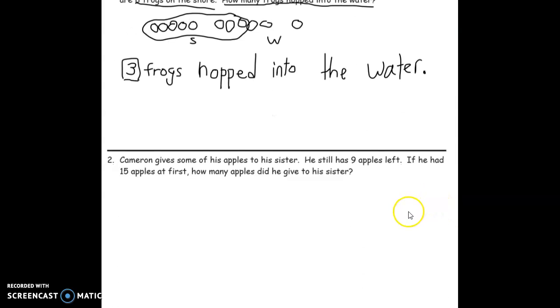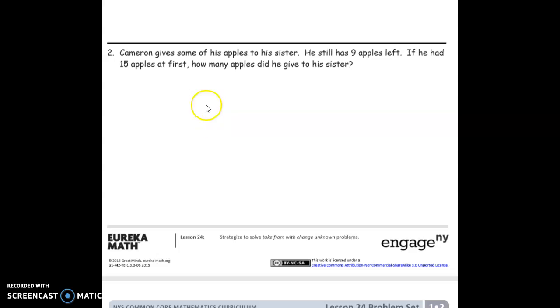Go down to number 2. Cameron gives some of his apples to his sister. Do you see any important information in that sentence? No, there's no question and no number. He still has 9 apples left. Is there important information there? Yeah, there are 9 apples left. If he had 15 apples at first, how many apples did he give to his sister?